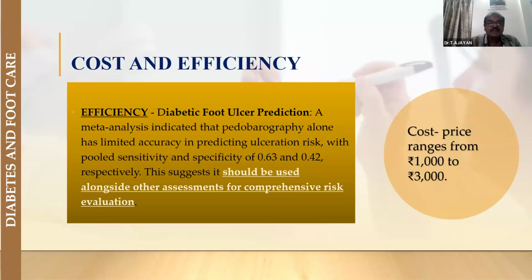As for cost efficiency in diabetic foot ulcer prediction, a meta-analysis indicates pedography, along with limited translation risk, has pooled sensitivity and specificity of 0.63 and 0.42 respectively. It should be used alongside other assessments for comprehensive risk evaluation.